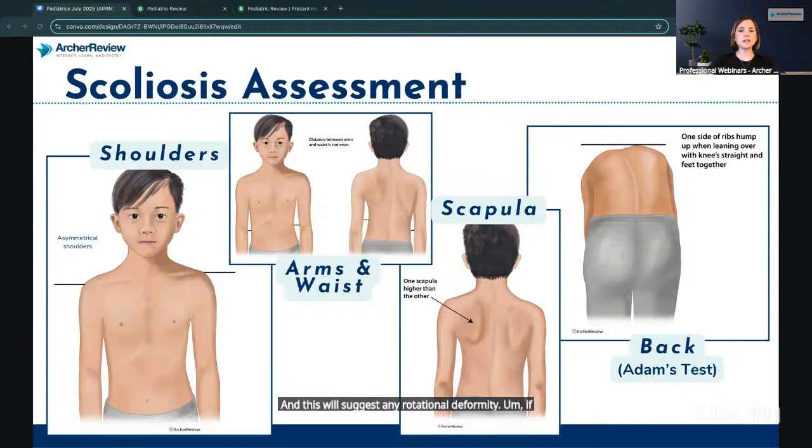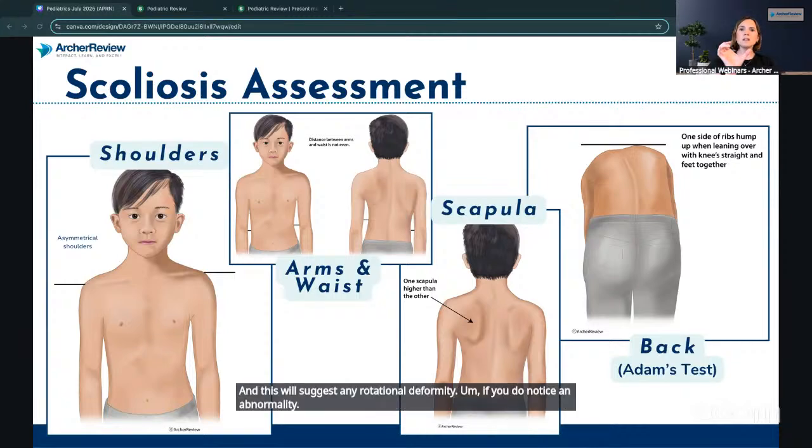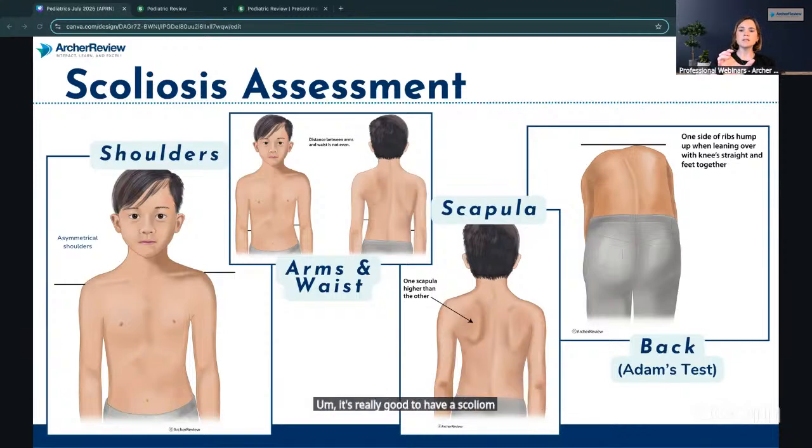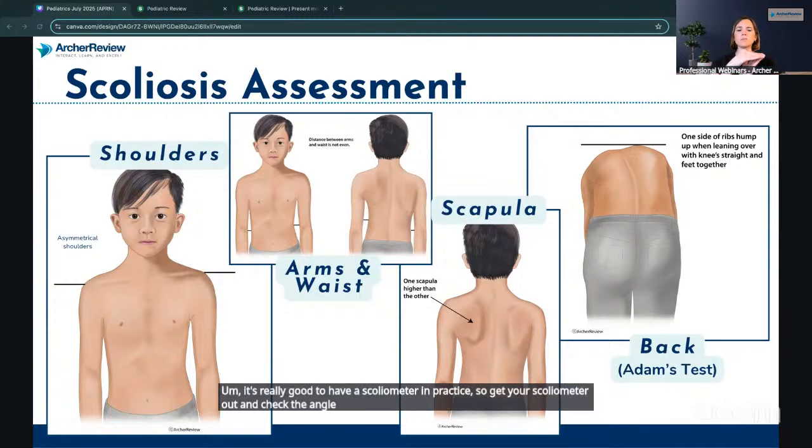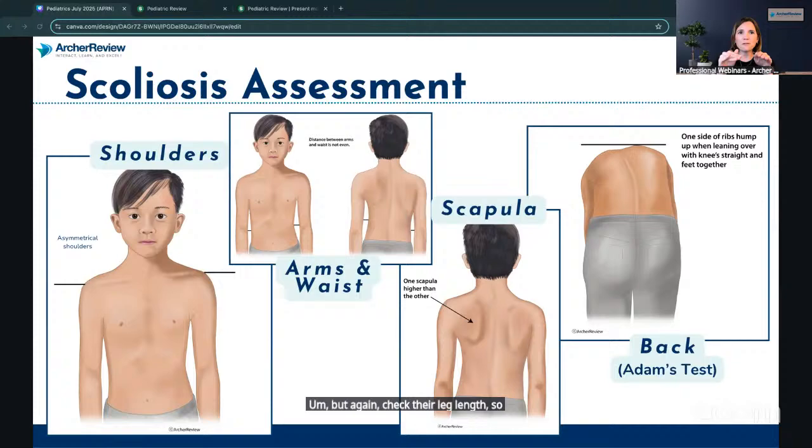If you do notice an abnormality, it's really good to have a scoliometer in practice. So get your scoliometer out and check the angle. And if it's 7 degrees or more, that's when you definitely need to go ahead and get an x-ray. But again, check their leg length. So kind of hop down on the floor and check their knees and make sure that everything is in alignment with their legs as well.